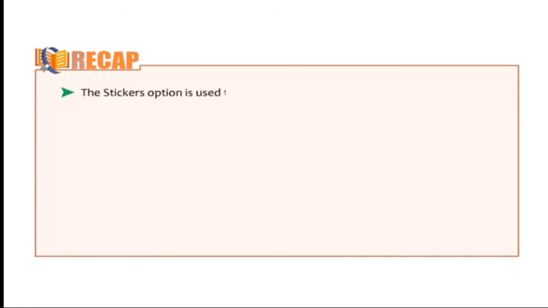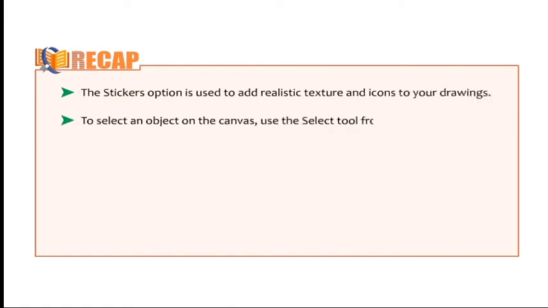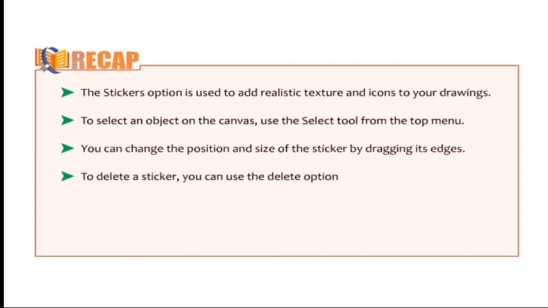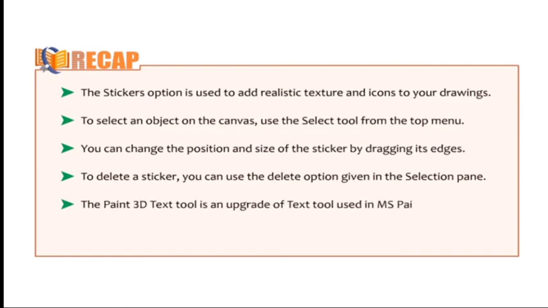The sticker option is used to add realistic texture and icons to your drawings. To select an object in the canvas, use the Select tool from the top menu. You can change the position and size of the sticker by dragging its edges. To delete a sticker, you can use the Delete option given in the selection pane. The Paint 3D Text tool is an upgrade of text tool used in MS Paint. The Effects option helps us to enhance the appearance of the objects.